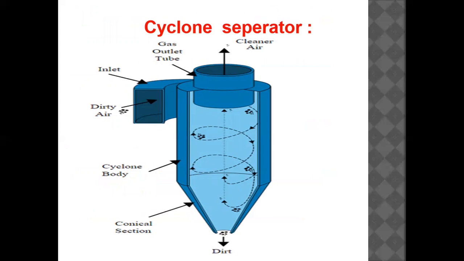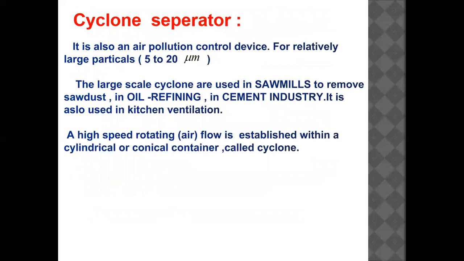Then the cyclone separator. This is also another air pollution control device, and its working ability depends on large particles, that means 5 to 20 micrometer. So the cyclone separator cleans the atmosphere when the particle size is comparatively large, 5 micrometer to 20 micrometer.